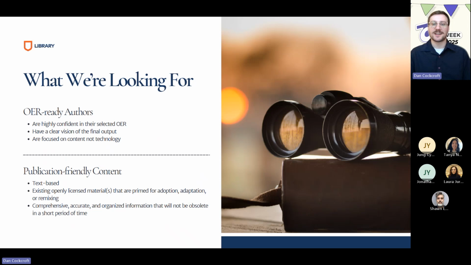Our previous lead of the OER publishing support program, Megan Hall, liked to use this image of a cake. So we really need to focus on that base cake first before we talk about sprinkles and icing. In terms of content, we tend to focus on publication-friendly content. So text-based content is what the press is used to, what they excel at. However, we have considered some video projects in the past. So we're really open to widening this program scope and seeing what we can do.